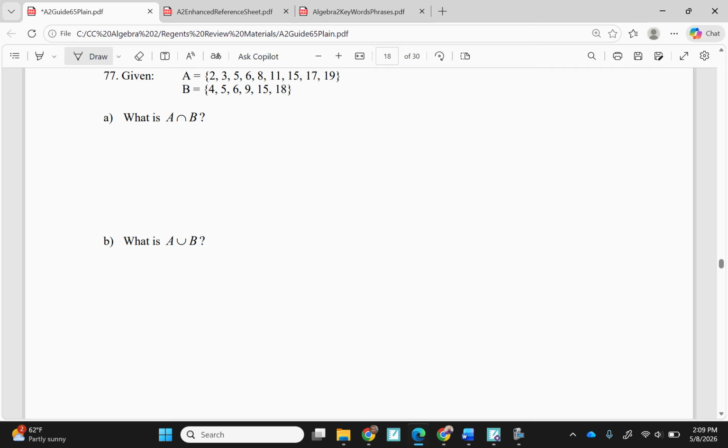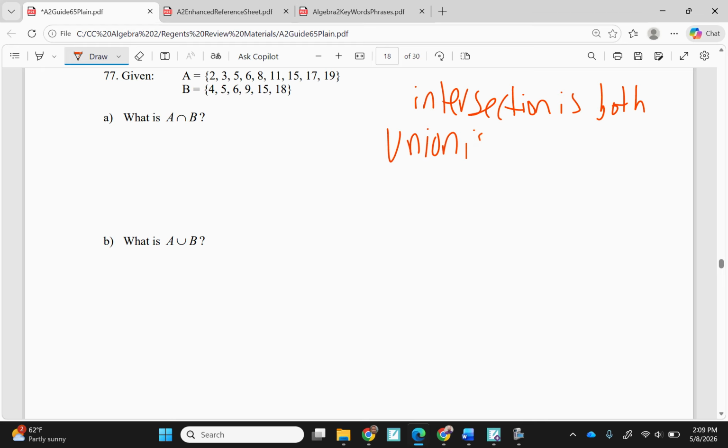All right, we've got the symbol for and, which is also the symbol for intersection. Intersection is both. Union is all together. So, intersection is both. This is the symbol for intersection. U is the symbol for union.